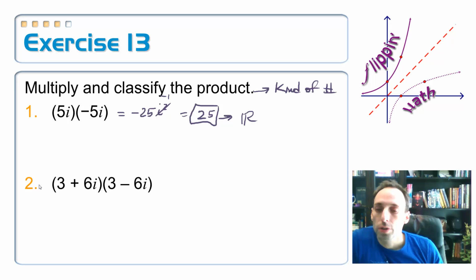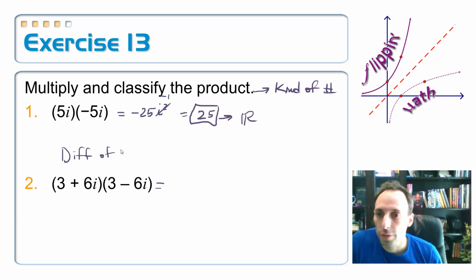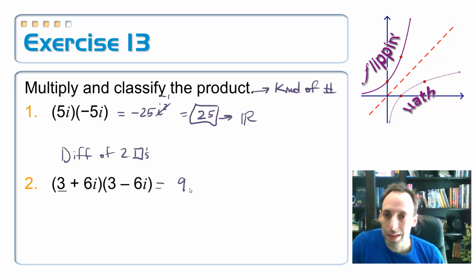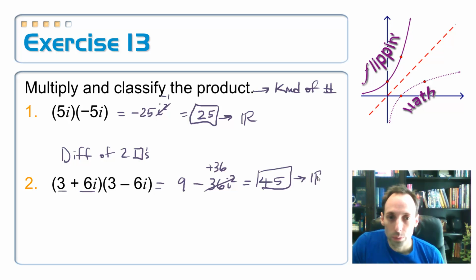Okay, number 2, 3 plus 6i times 3 minus 6i. I don't really have to do FOIL on this if I recognize this as the difference of two squares, right? That's just the first number squared, which is 9, minus the second number squared, which is 36i squared. So let's keep going, because i squared is negative 1, makes this positive 36. Add the 9 to it, 45, which is also a real number.